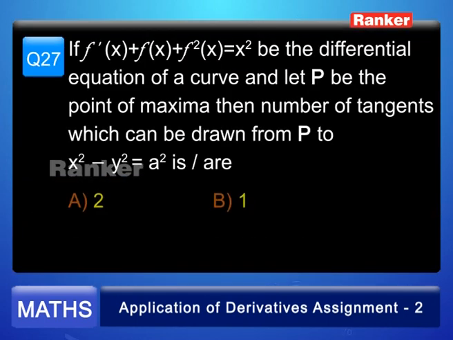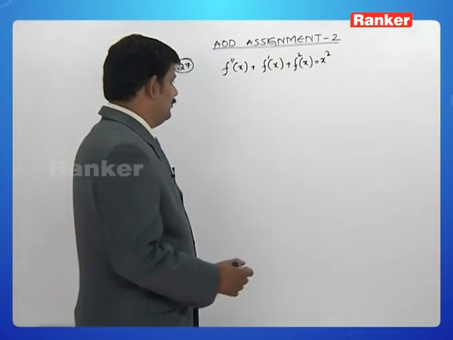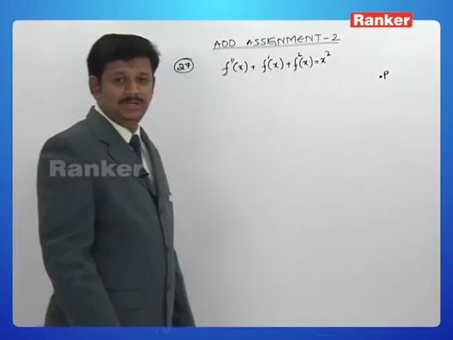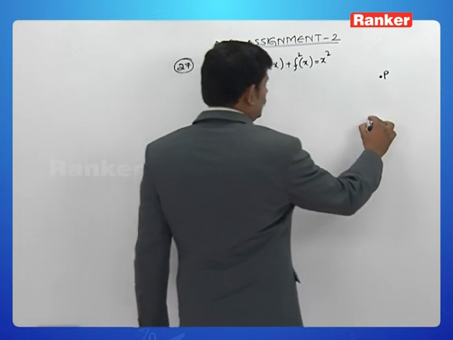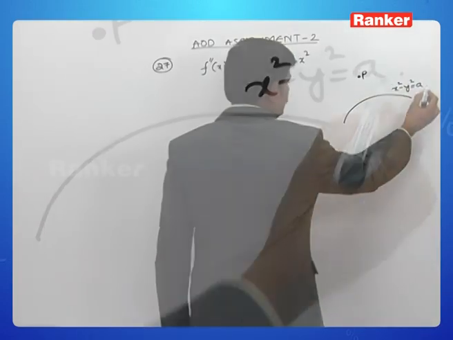If f double dash of x plus f dash of x plus f square of x is equal to x square be the differential equation of a curve, and let P be the point of maxima, then number of tangents which can be drawn from P to the curve x square minus y square is equal to a square is. We have to see the number of tangents drawn from the point P to the curve x square minus y square equal to a square.